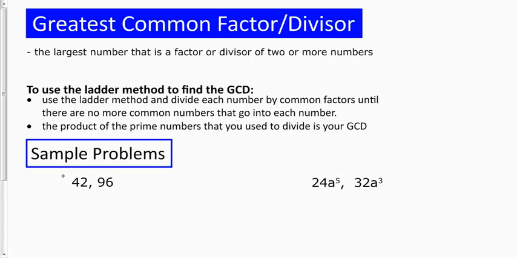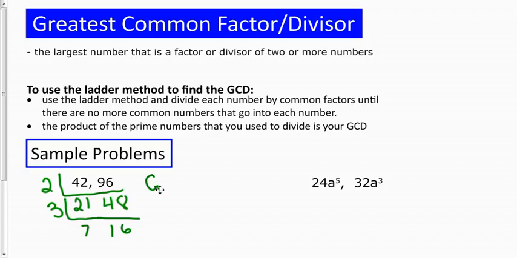So let's take a look at an example. I've got 42 and 96. I want to find, well, what's the largest number that's going to divide into 42 and 96? Well, I know 2 goes into both of these. 2 goes into 42 21 times, and into 96 48 times. And then 3 will go into 21 and 48. It'll go into 21 7 times, 48 16 times. The only thing that will divide evenly into 7 and 16 is 1. So I found my greatest common divisor. I just need to multiply 2 and 3 together. So my GCD is 6.